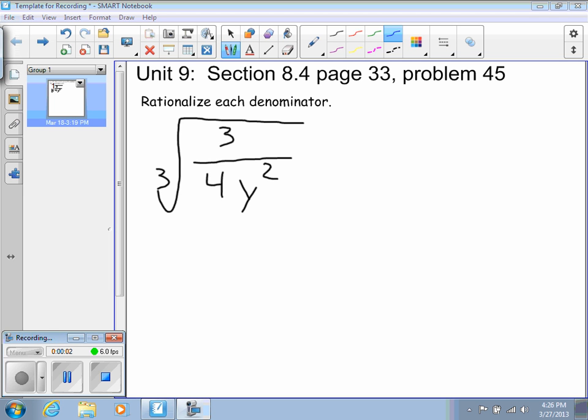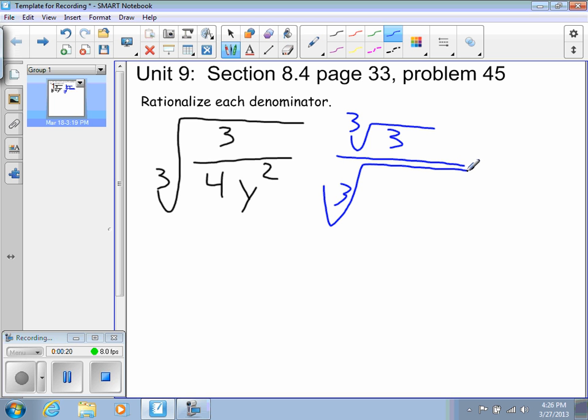Okay, so let's start off by breaking it into a fraction with radicals, separate radicals top and bottom. On the top we have the cube root of 3, and on the bottom we have the cube root of 4y squared. Now let's talk about what we have here.